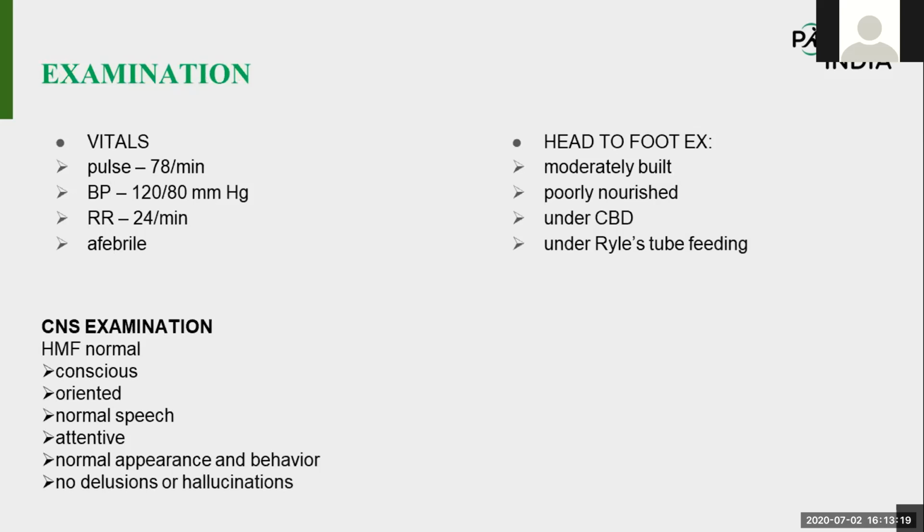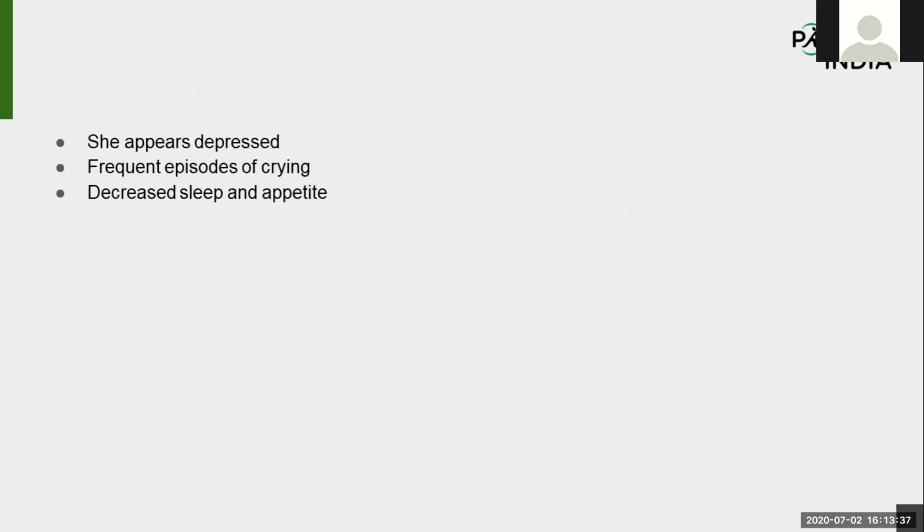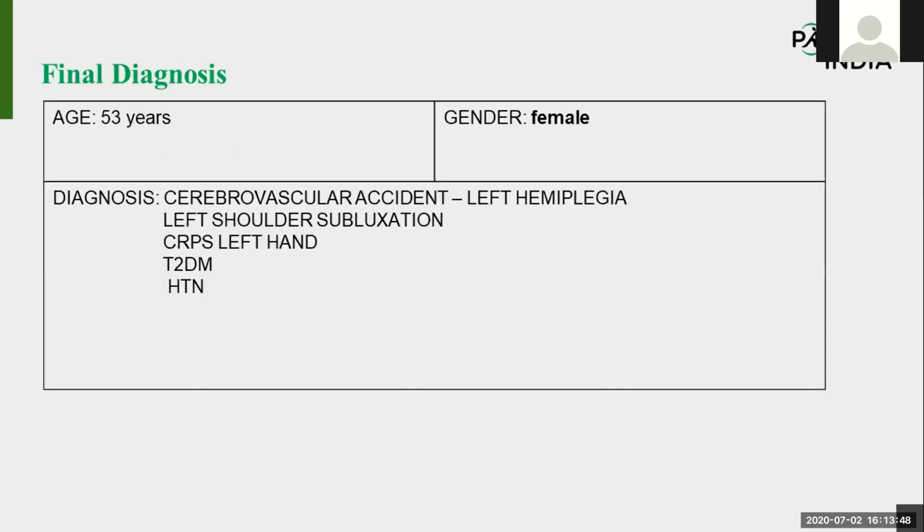CNS examination, higher mental function appears to be normal. She was conscious, oriented. Her speech was normal. She was attentive. She was normal in appearance and behavior. There were no delusions or hallucinations. She appeared depressed. There was frequent episode of crying, and she had decreased sleep and appetite also.